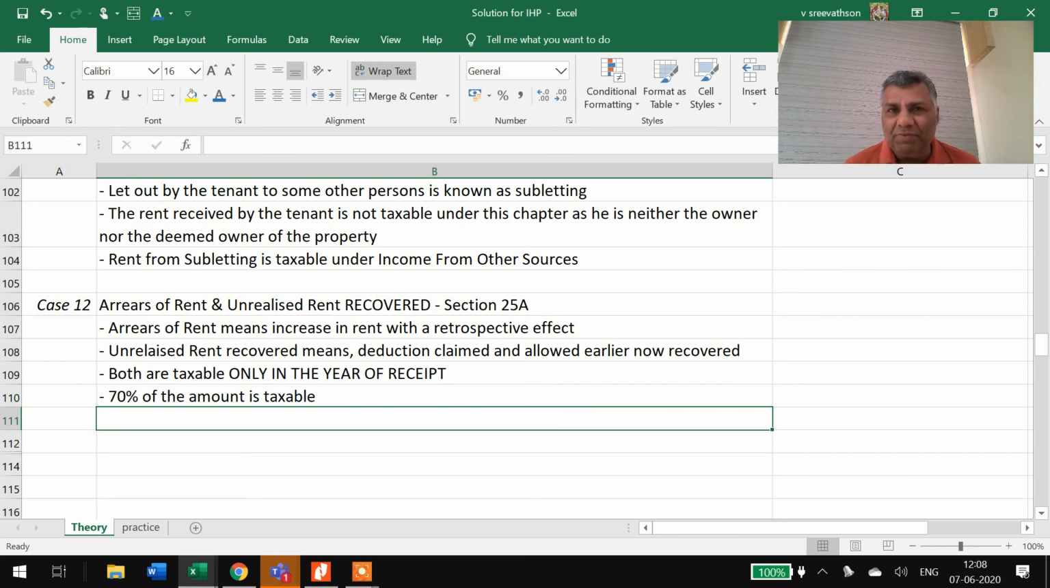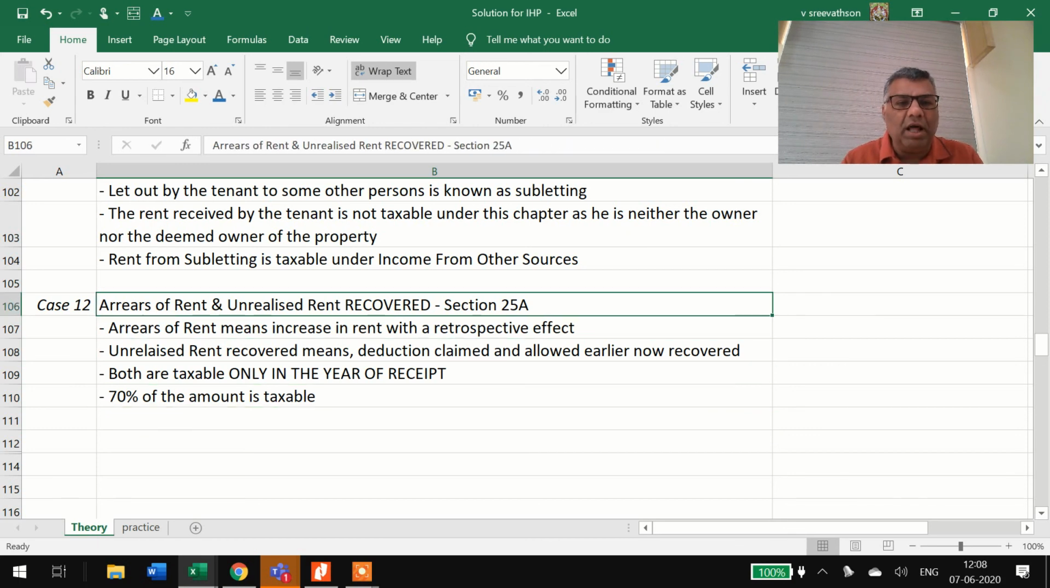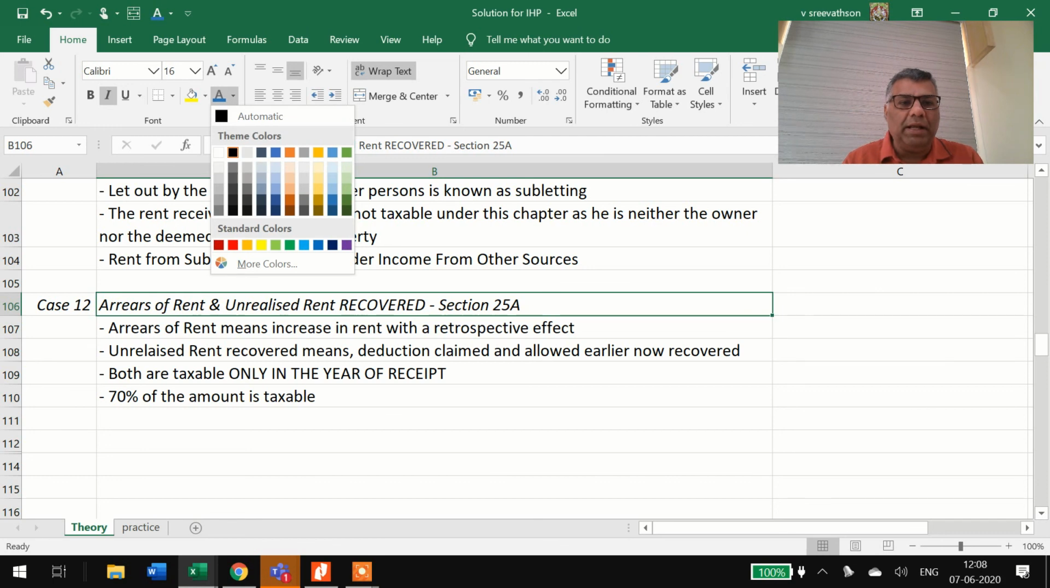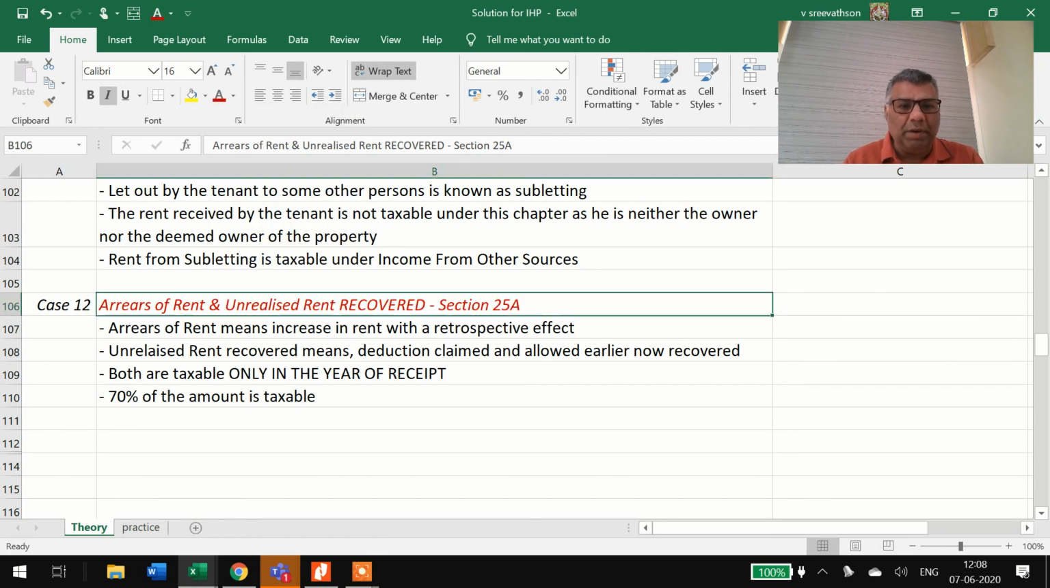Apart from that, we have studied one of the sections, that is arrears of rent and unrealized rent recovered. The word recovered means I have received it, then only it will become taxable. It's a section by itself.